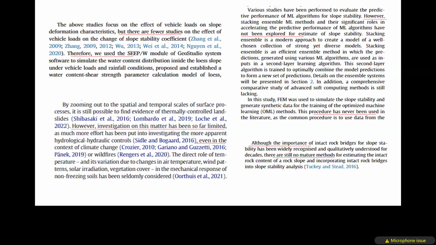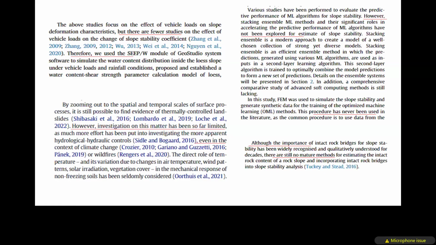Now, the second paragraph on the left-hand bottom: "By zooming out to the spatial and temporal scales of surface processes, it is still possible to find evidence of thermally controlled landslides." Still possible to find evidence, right? Still, these methods are very strong, so he accepts these. Now, can you see? I want to highlight here also. I want to highlight the literature review part. These are not summaries. Can you see this, "by zooming out to spatial and temporal scales of surface processes"?